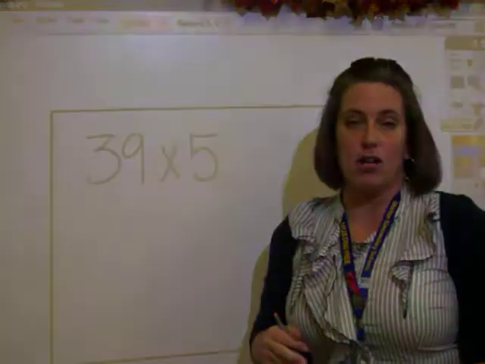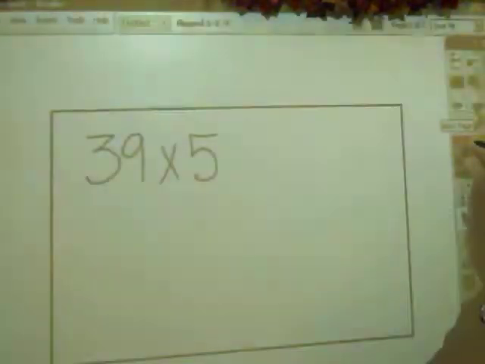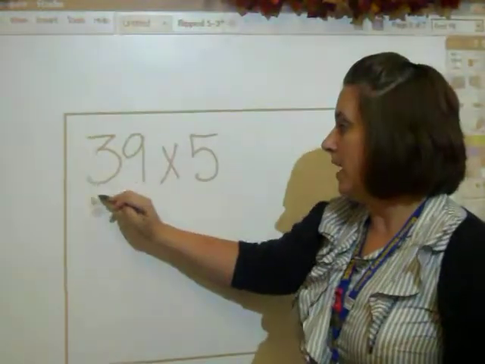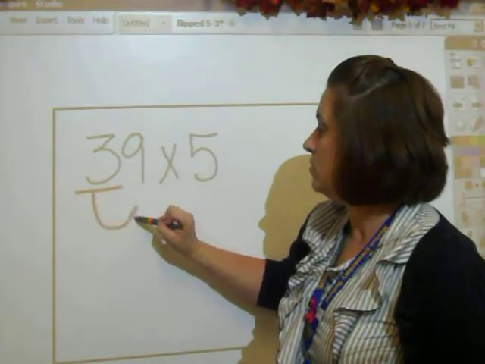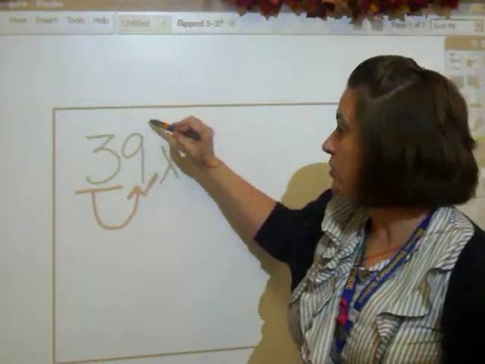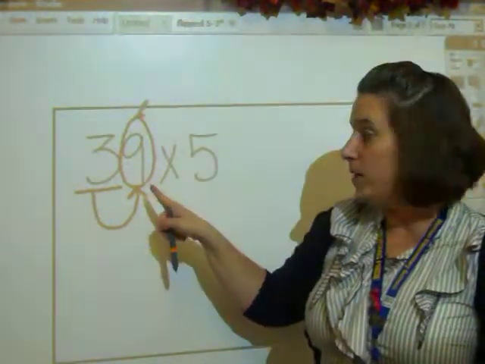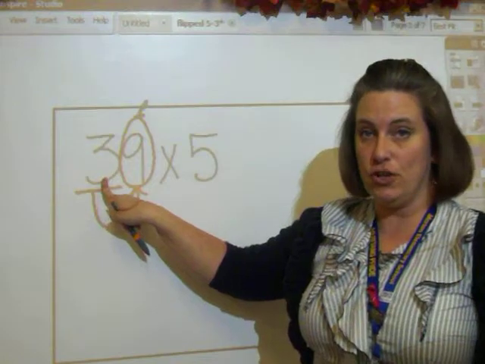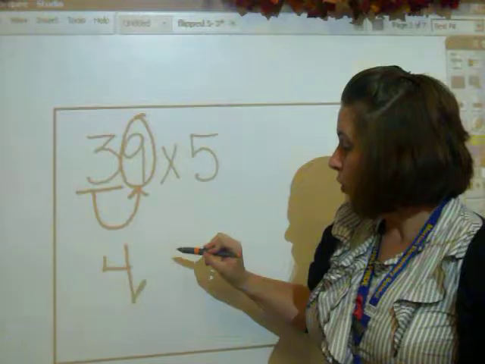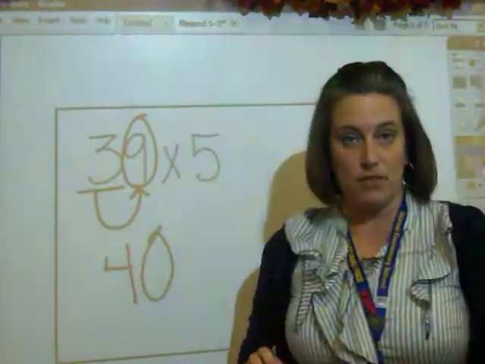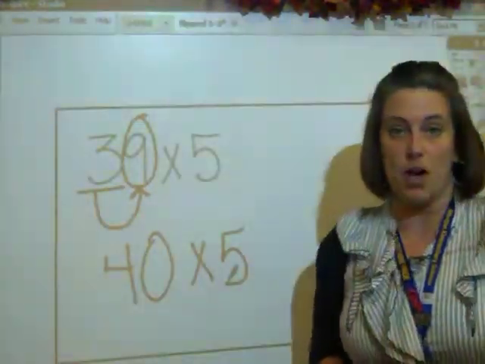Let's take our rounding rules and multiply 39 times 5. We're rounding to the nearest 10, so you underline your tens place and go next door. Circle that 9. It is more than 5, so when we round, the 9 changes the 3 to a 4. From the circle to the right, we make a 0, and then we recopy the rest of our problem.